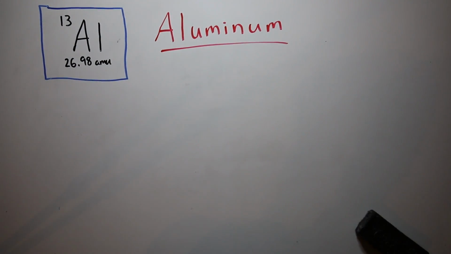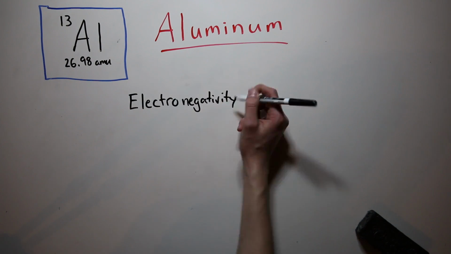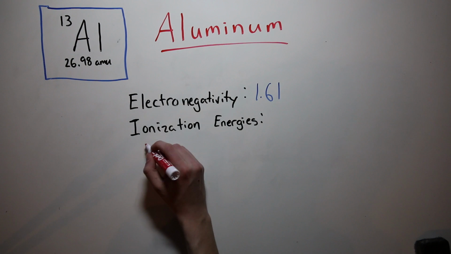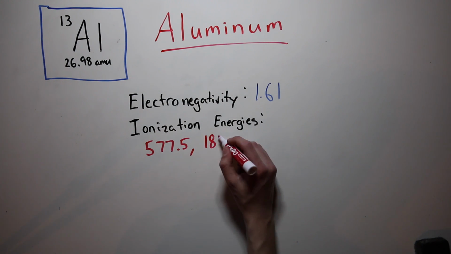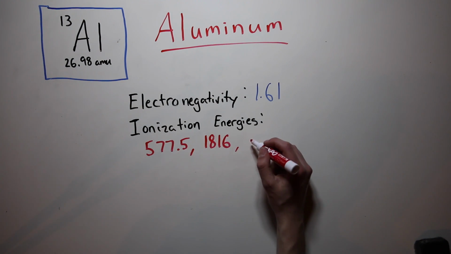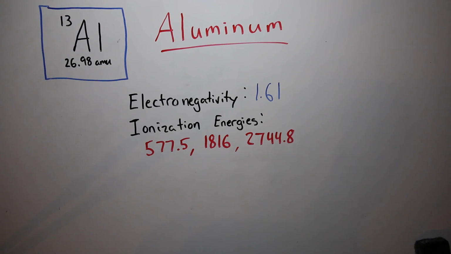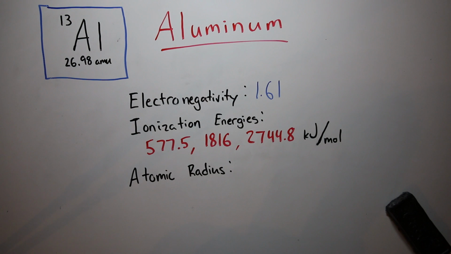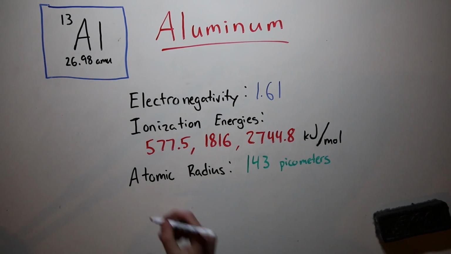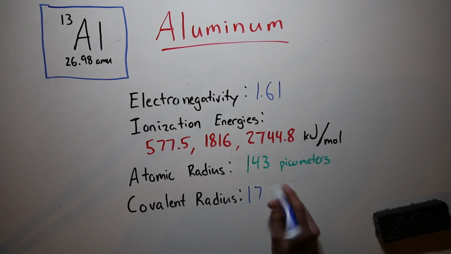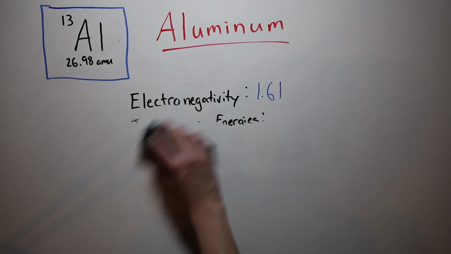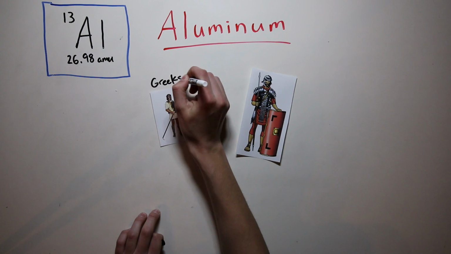Based on the Pauling scale, aluminum has an electronegativity of 1.61. It has ionization energies occurring at 577.5, 1,816, and 2,744.8 kilojoules per mole. The atomic radius is 143 picometers, and the covalent radius is 121 plus or minus 4 picometers. The use of aluminum goes as far back as ancient Greece.